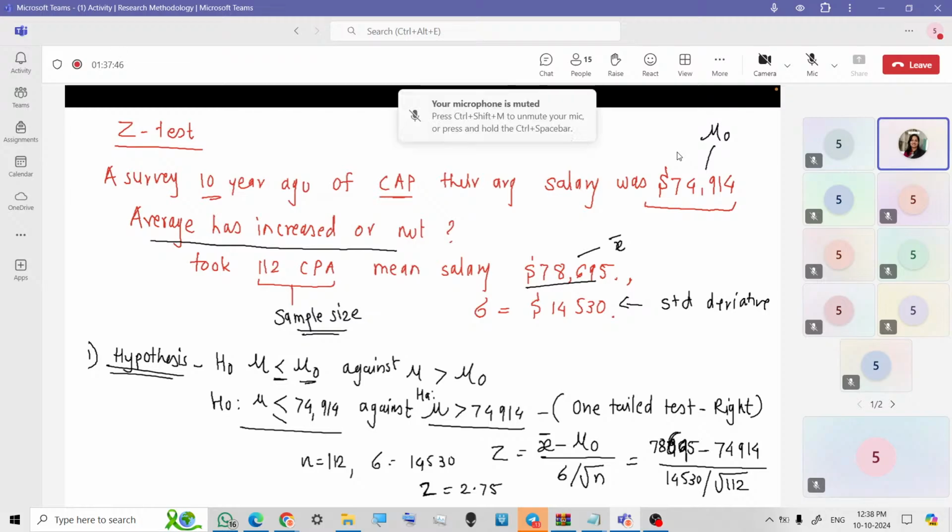What is the z-test formula? X bar minus mu 0, divided by the standard deviation divided by root n. What is X bar? X bar is 78,695, minus mu 0, which is the population mean, 74,914, divided by the standard deviation given, 14,530, divided by root 112.